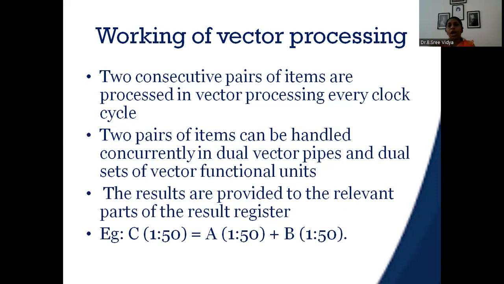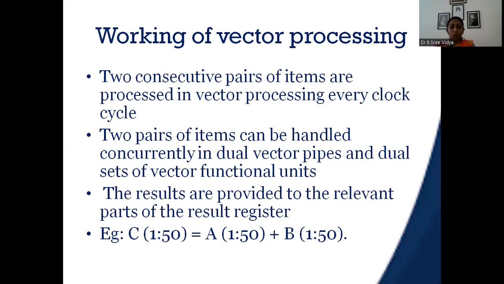This is exactly what I was telling you in the previous slide. When you have two consecutive pairs of items which need to be processed in a single cycle, then you can go for vector processing. So look here, the second point. Two pairs of items can be handled concurrently, which means in parallel, in dual vector pipes and dual sets of vector functional units. Now, just look at this example. This should definitely give you a clear picture.